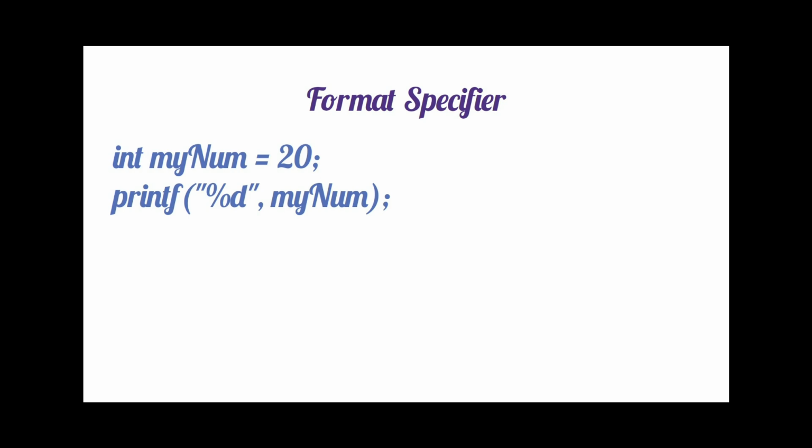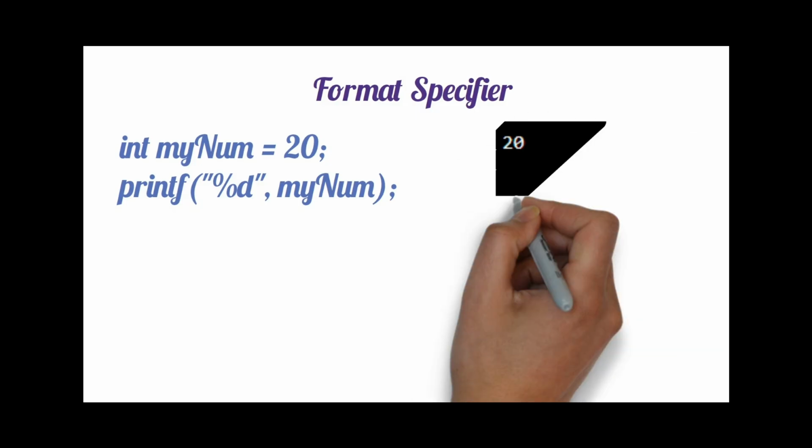So now, what does this percentage d do? Percentage d is for integer type values. Whenever you type percentage d, your compiler will understand that this is an integer type value, comma num1. Num1 means whatever value is there in num1 will be printed. Let us run this code.